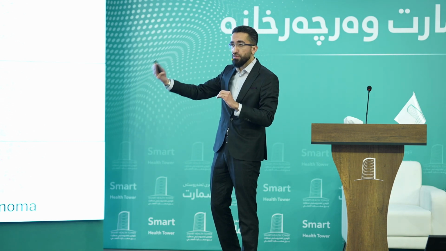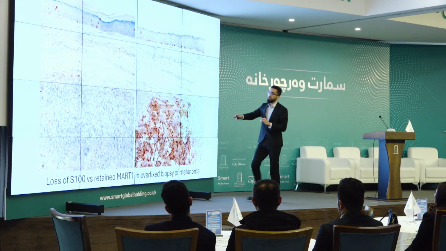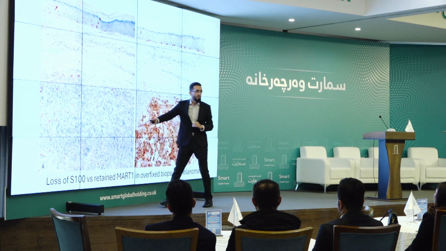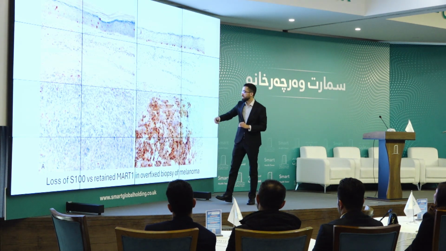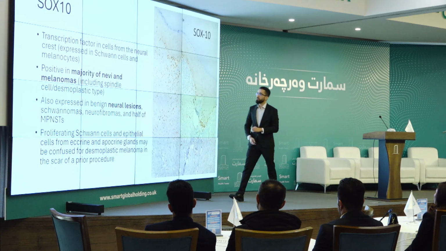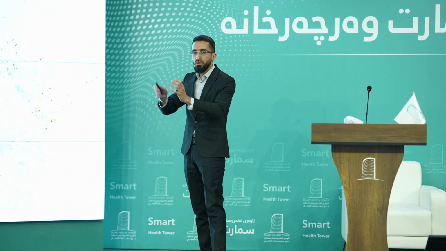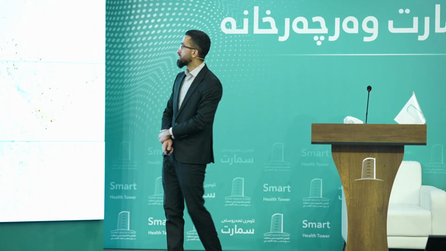If the tissue is overfixed, S100 can be lost. So this is a melanoma that's negative for S100. Why? Because the tissue was overfixed in formalin for a few days, and it's expressing other melanocytic markers. Now, another marker that's much nicer, much crisper that we use nowadays, we have at our lab, is SOX10.